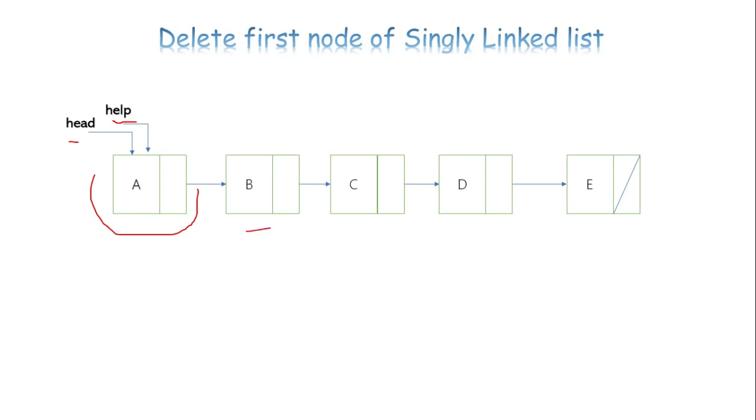We can instruct the head to move to help.next, like this. Once we are in this situation, it is now safe for us to delete the help. At first, we should tell the help to point to nothing, which is to point to null, like this. And then we can delete this node. Let's see the implementation in Java.